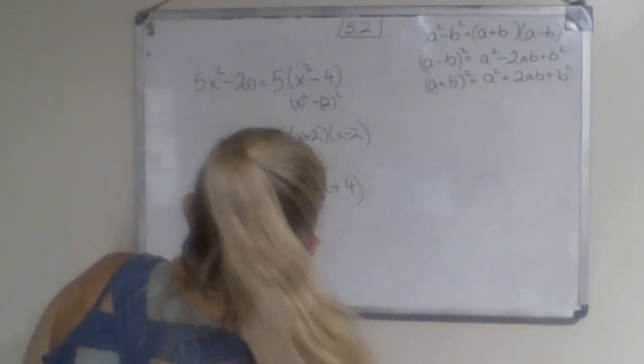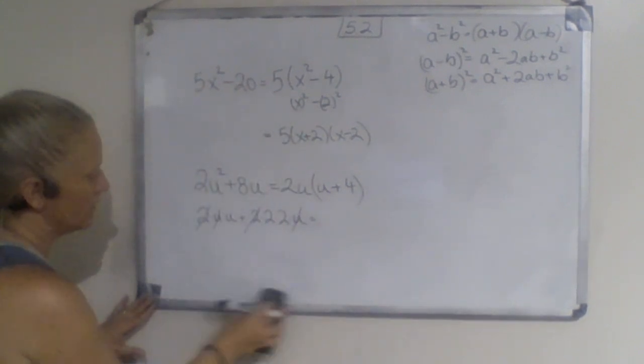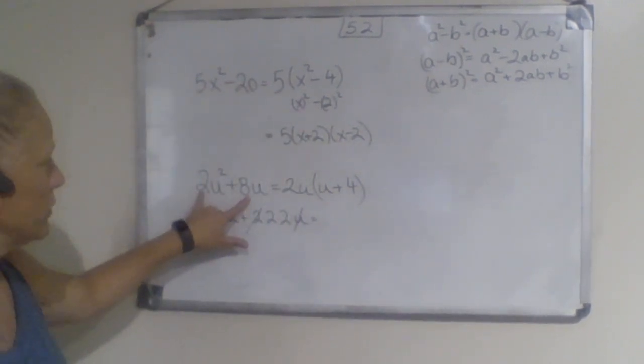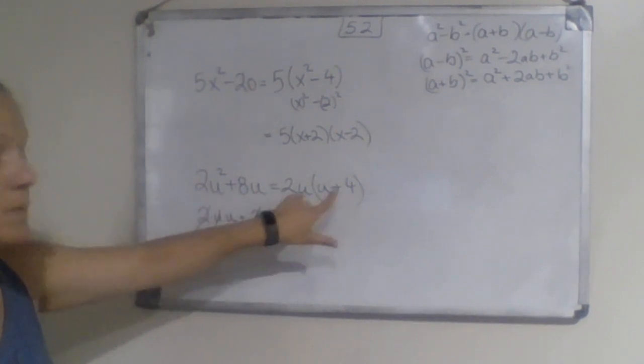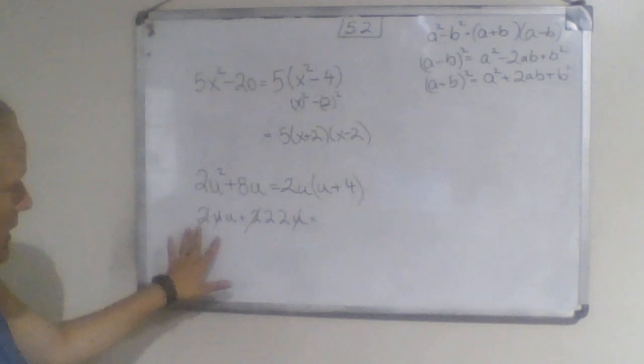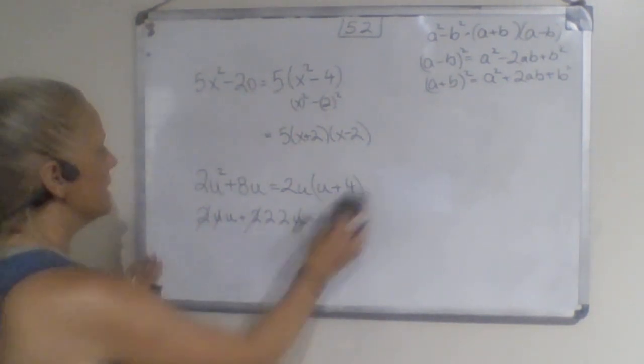The other way to look at it is, if you can do it the fastest way, 2 divides 2 and 8, so a 2 comes out. U divides both of these, so a u comes out, and do it that way. But if this helps you do it this way, okay?